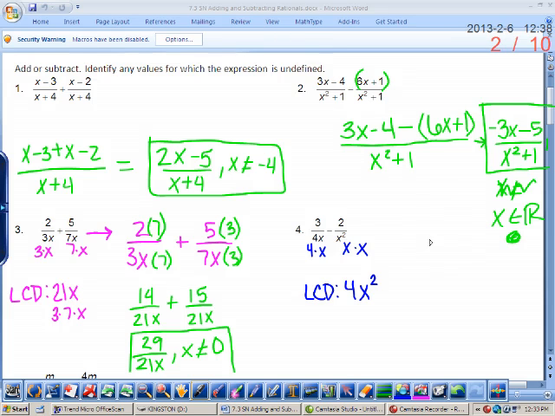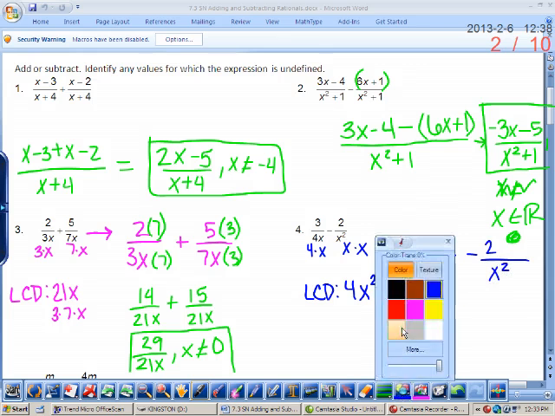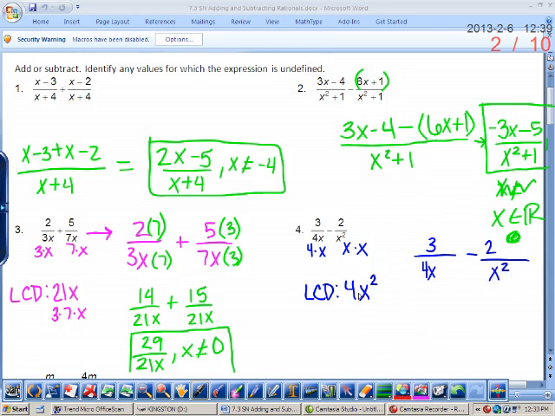So this is going to be 3 over 4x minus 2 over x squared. What are we going to multiply 4x by to get 4x squared? Good. What are we going to multiply x squared by to get 4x squared? 4. So we have 3x over 4x squared minus 8 over 4x squared.